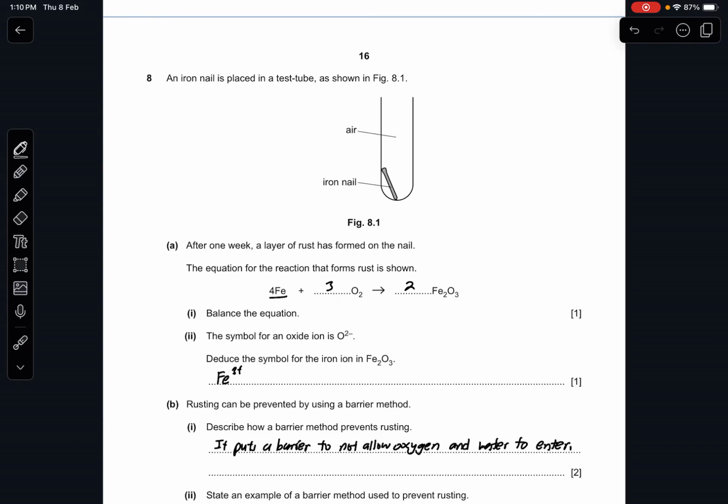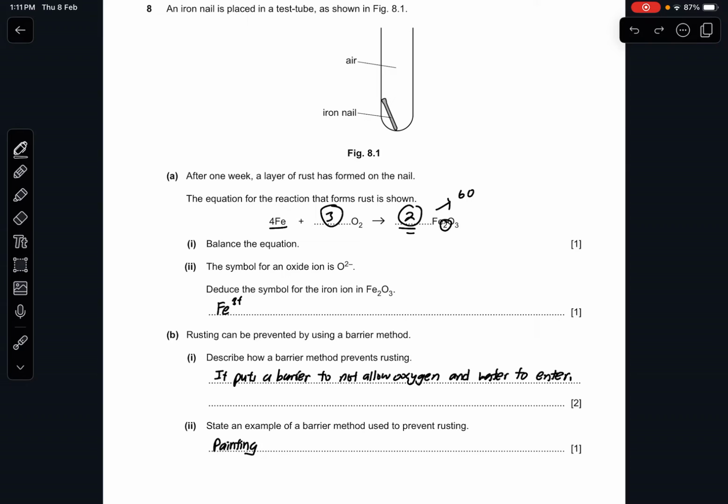So let's just have a look how we are going to balance this. So we have 4Fe, meaning we need to have 4Fe on the product. So therefore 2 times 2 will be 4. This is fixed. Now I want to find O. Since I have 2 times Fe2O3, 2 times O3 will be 6 oxygen. Therefore, I need 3 oxygen molecules on the reactant. So 3 times O2 will be 6 O. Should be like 3 molecules of oxygen.